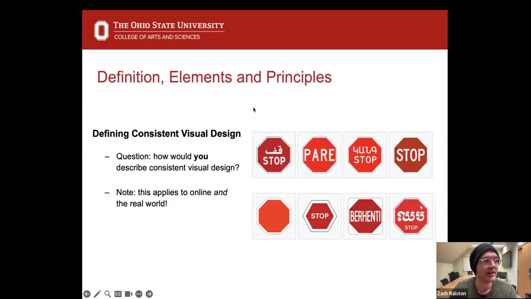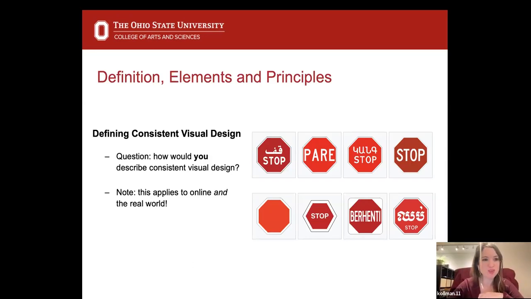So I want to engage you with a question here, if you would indulge me. How would you describe consistent visual design? And anyone can essentially shout out their answers if they want. I'm looking for something that describes consistent visual design, not just online, but also where do we encounter this in the real world?